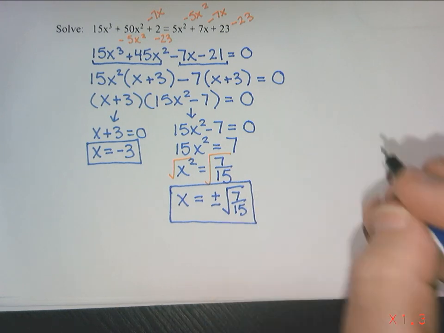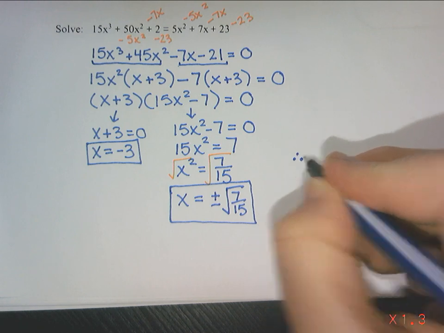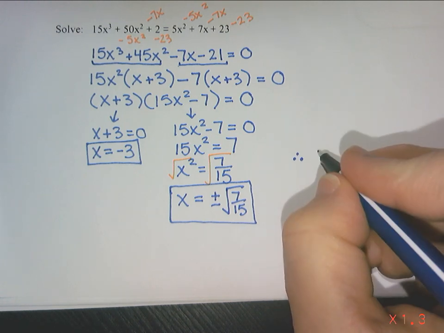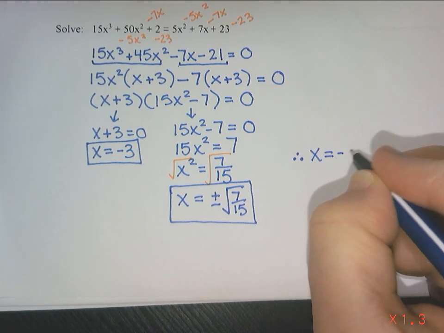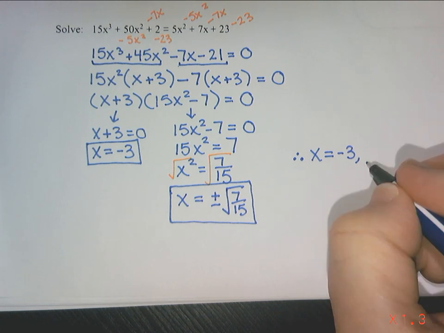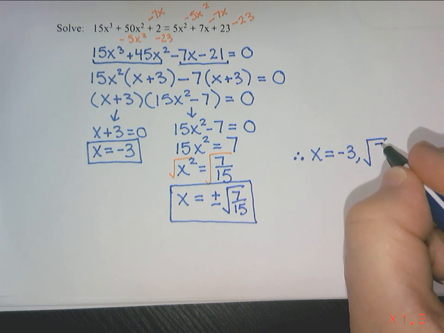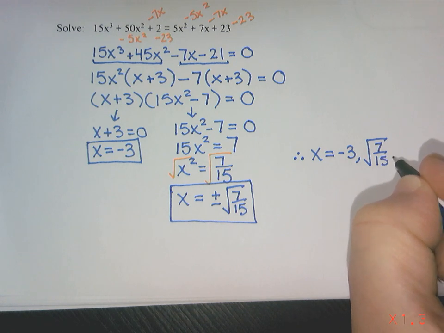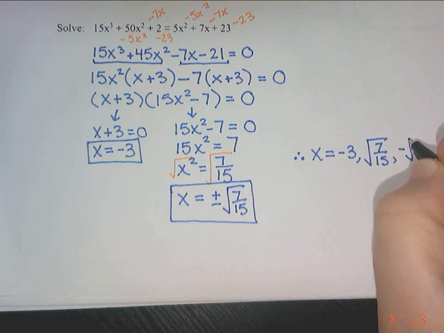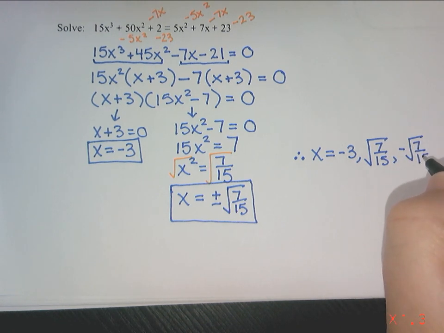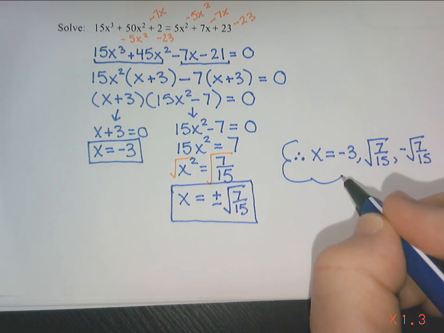So, because I have more than one answer, I'm just going to finish off with a little therefore statement. I'm going to say therefore x equals negative 3. It equals positive square root of 7 over 15 and the negative square root of 7 over 15. And those are my 3 solutions.